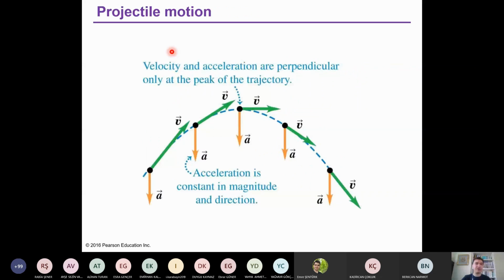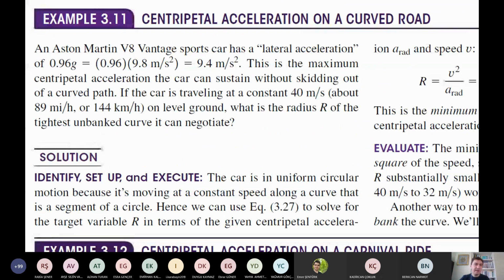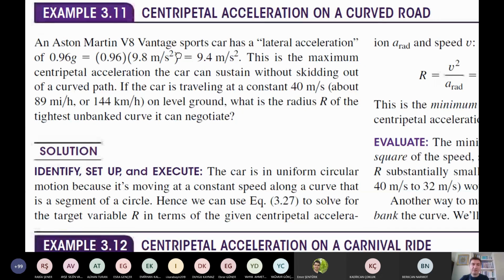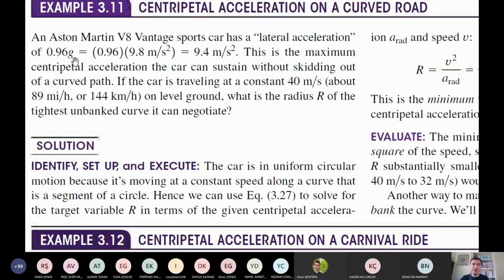Do you have any question? Then I would like to continue with examples from the book. Let me read the question. An Aston Martin V8 vintage sports car has a lateral acceleration of 0.96 g. So g is given with 9.8 meter per square second.